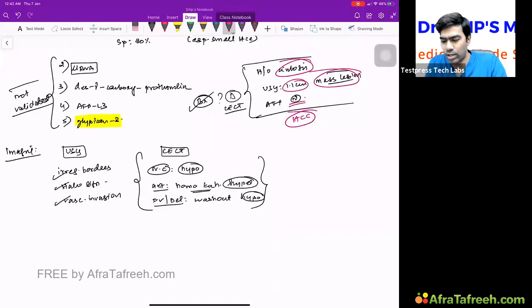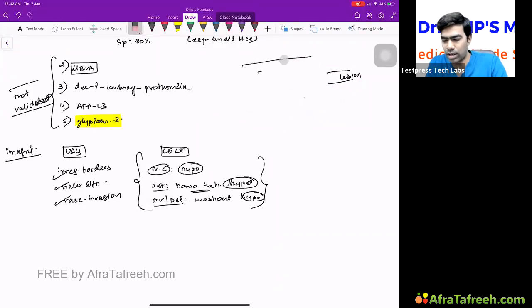Because it's very small in size, the AFP may be normal. So if you want, you can proceed with CECT and then for a biopsy. But in general, I tend to biopsy this lesion. This I will take as HCC unless proved otherwise. That's all.